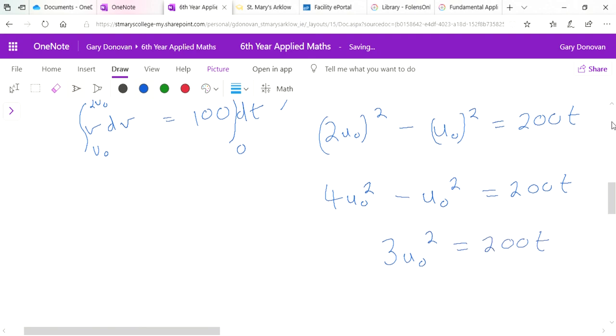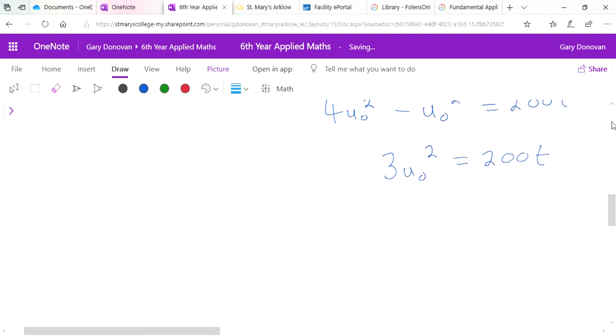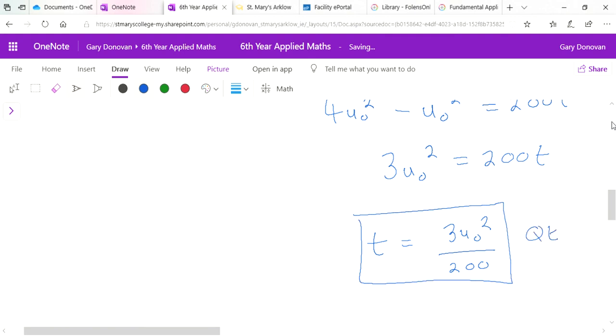And we're looking for an equation for t, and if we divide across by 200 we get t equals 3u0 squared all over 200, which was what they asked us to find in the question. QED.